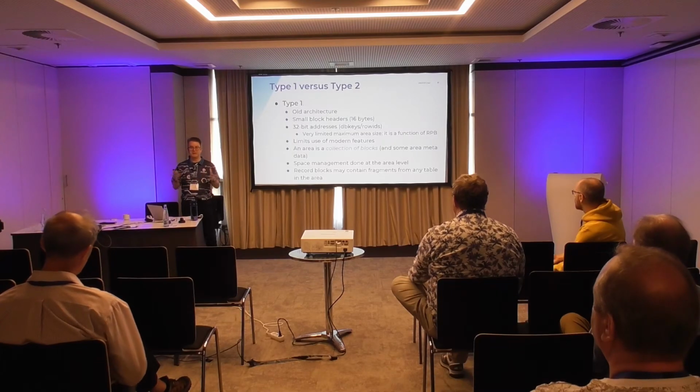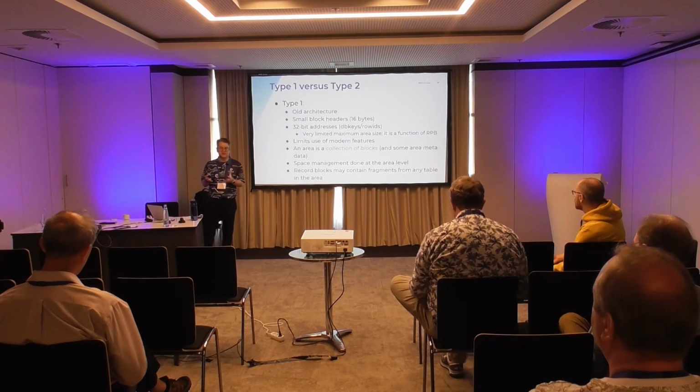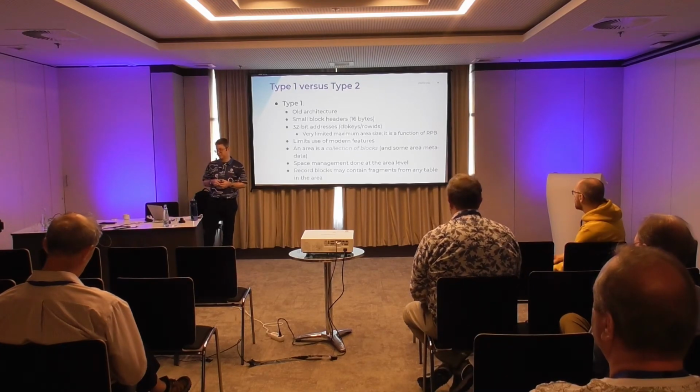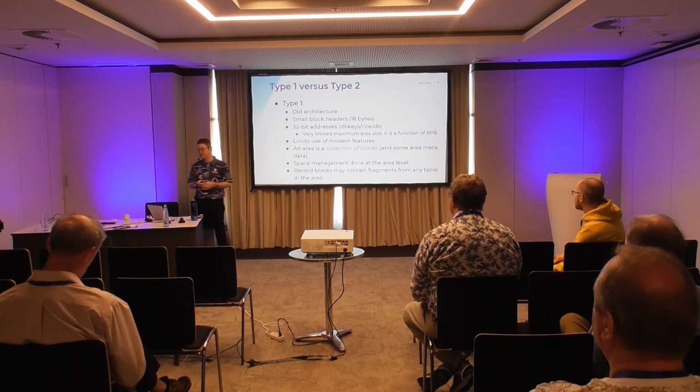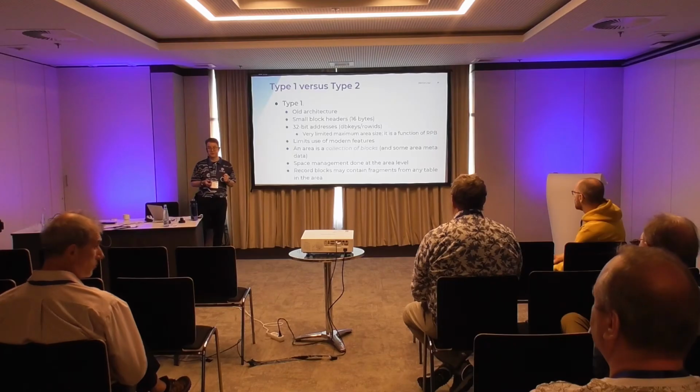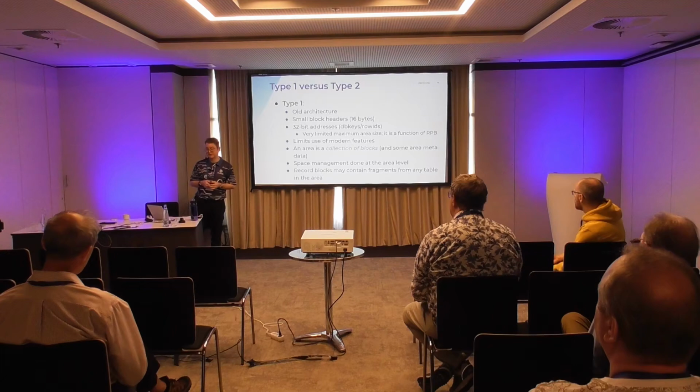The area doesn't have any other level of storage structure other than a block, so it's just a collection of blocks. There's a bit of area metadata and then application data or system data, depending on which area it is. All of the space and storage management for the area is done globally at the area level. And importantly, record blocks in a type 1 area are not specific to a table. They could contain record fragments from any table that's assigned to that area, which is not good.